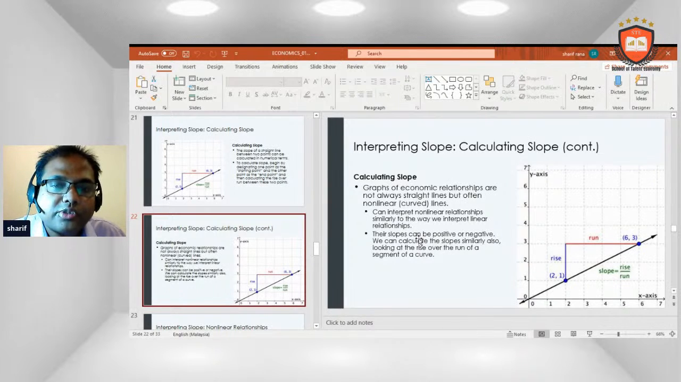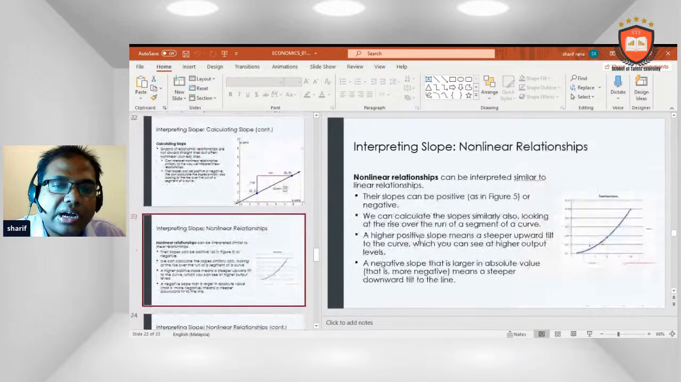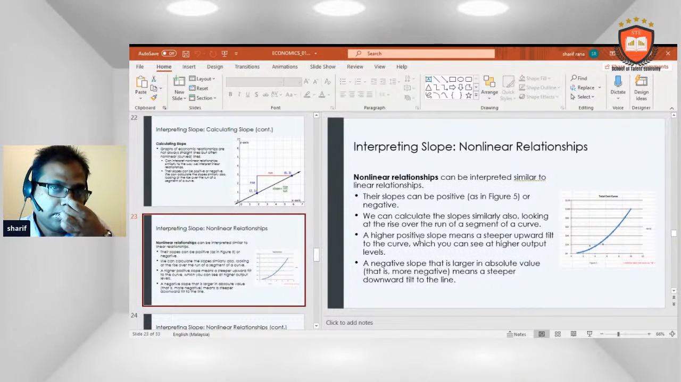The slope can be positive or negative. We can calculate the slope similarly, also looking at the rise over the run of a segment of a curve. Interpreting slope, non-linear relationship. Non-linear relationships can be interpreted similarly to linear relationships. The slope can be positive or negative. We can calculate the slope similarly, also looking at the rise over the run of a segment of a curve.